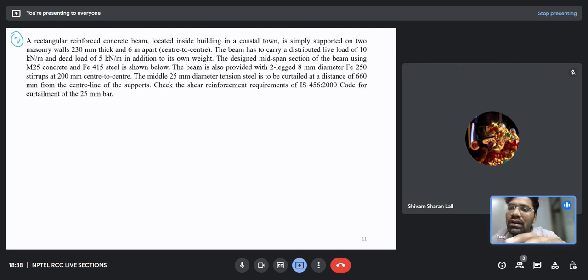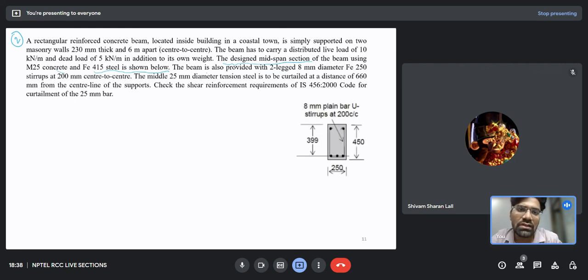The rectangular reinforced concrete beam located inside a building in a coastal area is simply supported on two masonry walls. Again the same question. The design midspan section of the beam using M25 concrete and Fe415 steel is shown below. The beam is also provided with two-legged 8 mm dia stirrups. The middle 25 mm dia tensile steel is to be curtailed at a distance of 660 mm. We have solved this 660 mm. So check the shear reinforcement requirement according to the IS 456 2000 code.